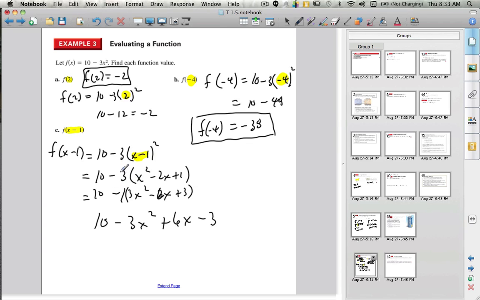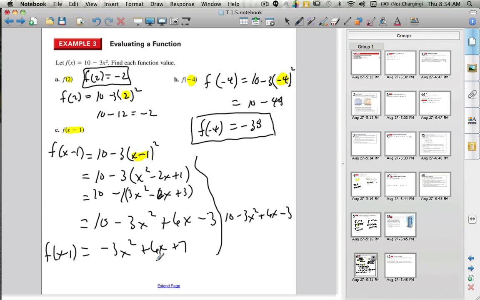I could have done it all at one time. I could have multiplied by negative 3. Okay, if I had done that, it would have looked like what I end up with here. I'd have 10 minus negative 3 times x squared is negative 3x squared. Negative 3 times negative 2x is plus 6x, and negative 3 times 1 is minus 3. So you see I get the same thing. And then I want to combine like terms, so I'll get negative 3x squared plus 6x. I'm also putting it in the correct order, and I have 10 minus 3, that's going to be plus 7.